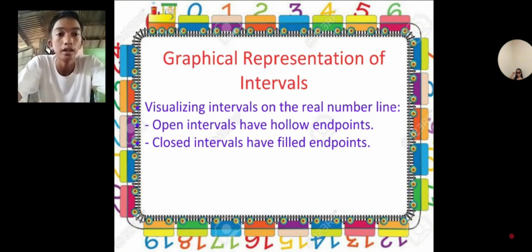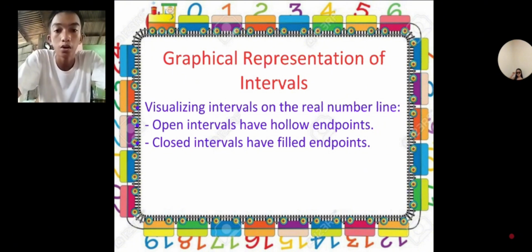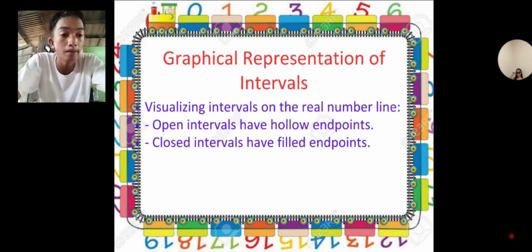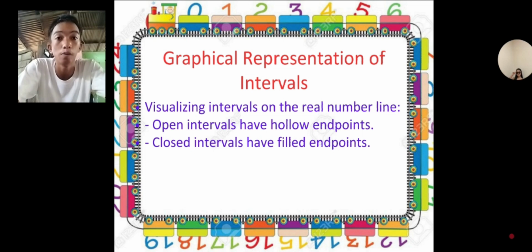Closed intervals. A closed interval is represented using square brackets. Graphically, closed intervals are shown with filled or closed dots at the endpoints a and b, indicating that the endpoints are included in the interval. So that is the parenthesis for open and the square brackets for closed intervals.